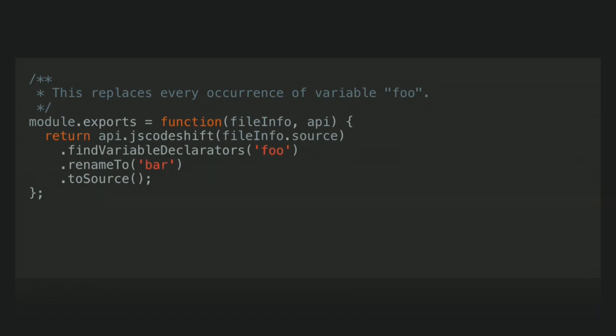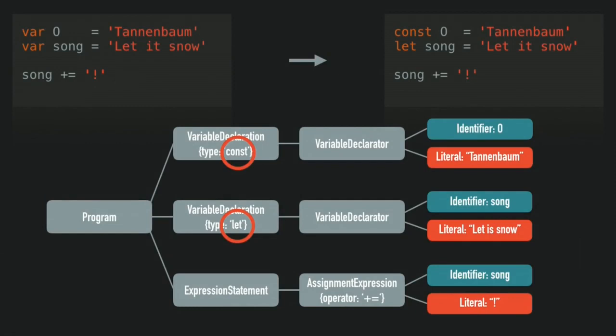As you see, I start by calling api.jscodeshift on my source code. Now I have an AST in my hand, and I can call some functions on it. Here I'm just finding all variable declarations with a given literal, and I rename it, and I call toSource in order to serialize it again. So that's a very simple program.